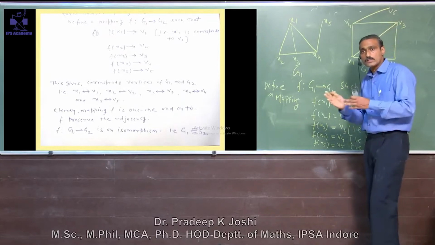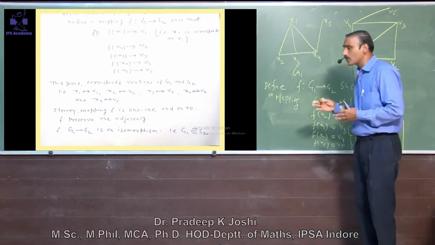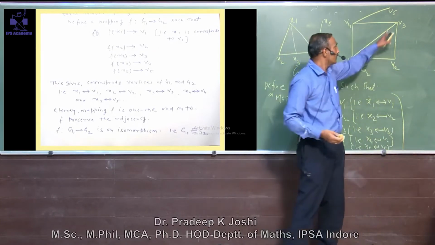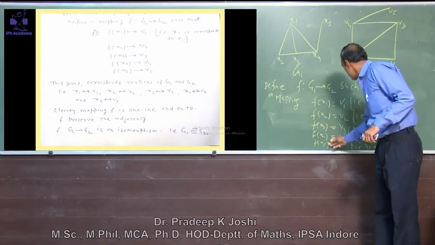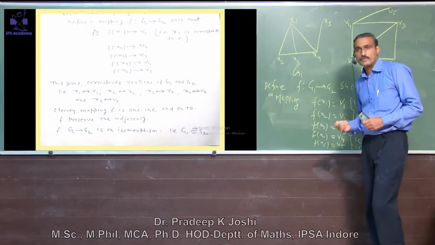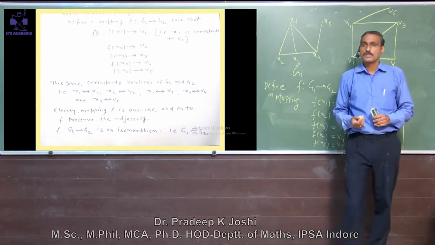So both are similar, both have the same characteristics. They preserve the incidence relationship, in adjacency and also in incidency. These are the corresponding vertices we have found, and they all satisfy the conditions. This gives the corresponding vertices of G1 and G2.